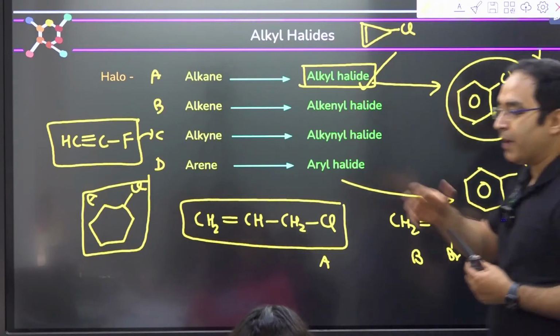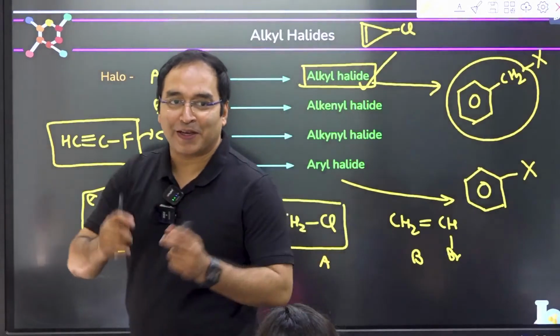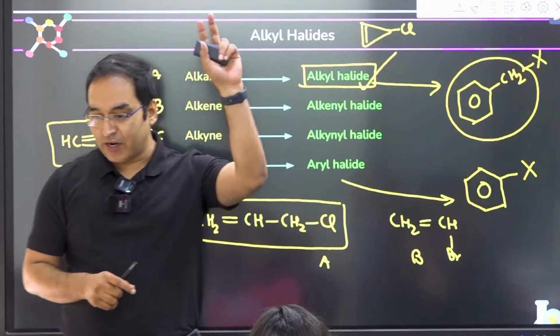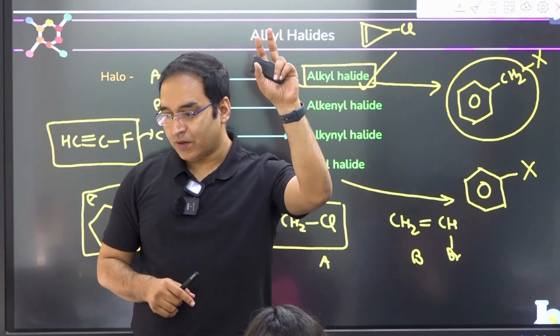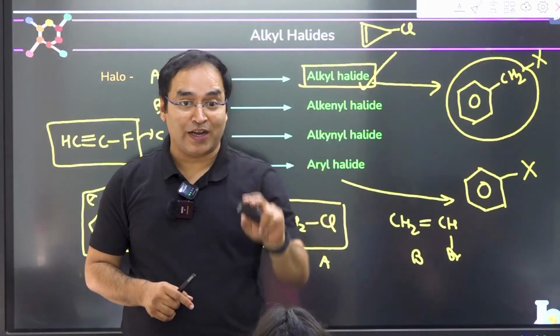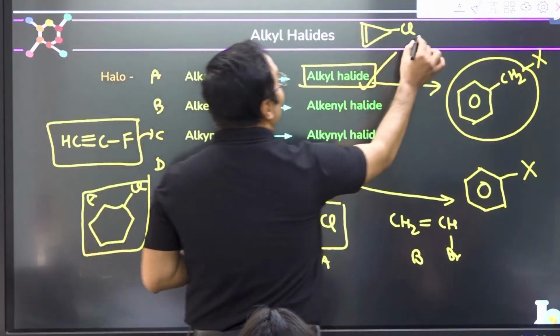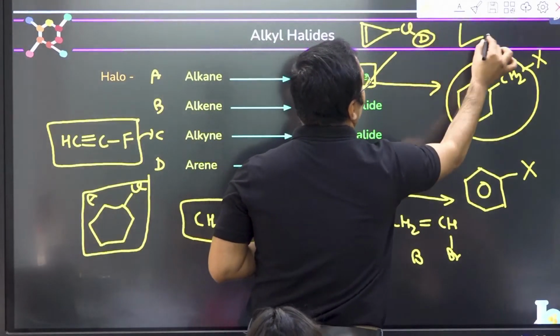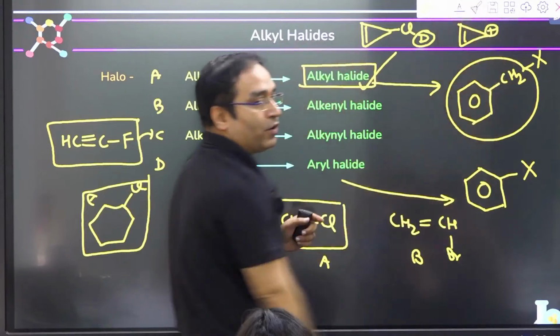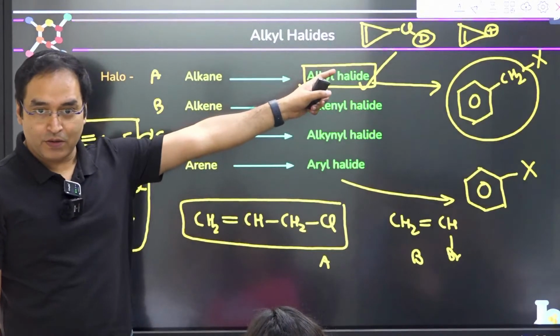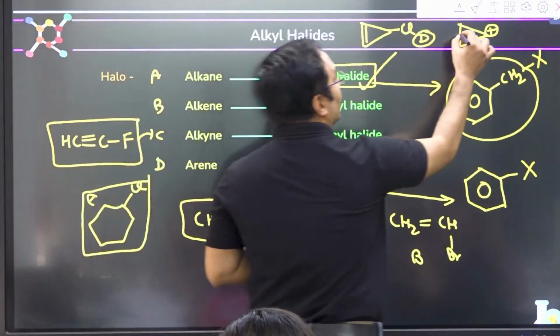Say it in ABCD, don't spell it out. B. How many say B? Raise your hand. Again, you are finding it wrong. B is not correct. Answer is D. It is aryl because this is an aromatic structure. This compound is aromatic. Why is it aromatic? Because 2 electrons are moving.